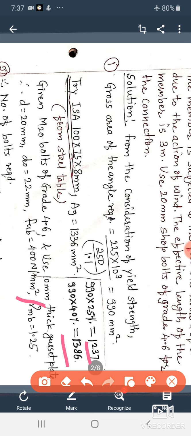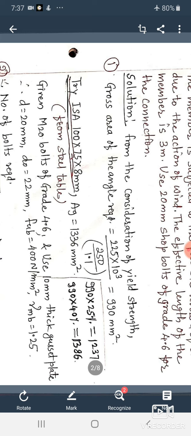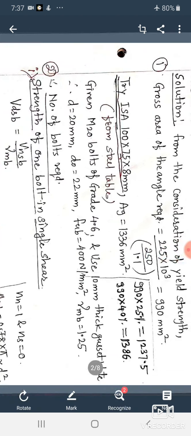In the given problem, the bolt size and grade are mentioned, that is M20 bolts of grade 4.6. So by knowing M20 and 4.6, we can note down diameter d equals to 20 mm, diameter of bolt hole d0 is equals to 22 mm, fub is equals to 400 Newton per mm square, gamma mb is equals to 1.25. The next step is to calculate the number of bolts required.